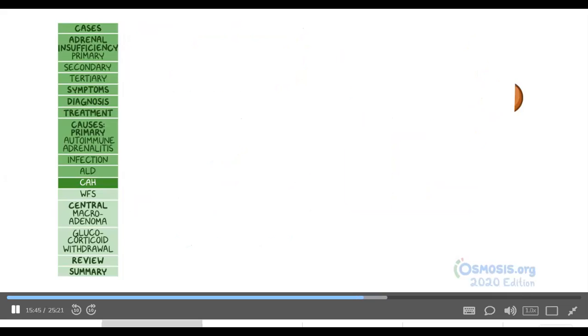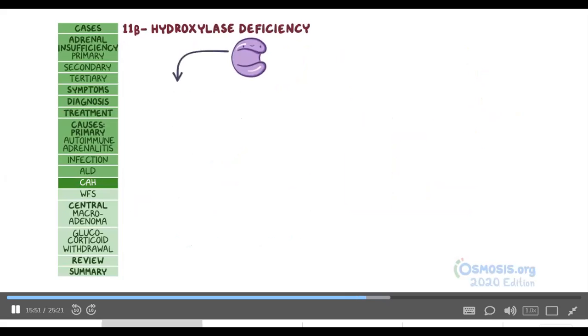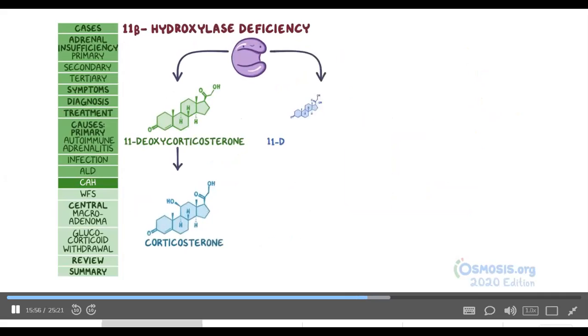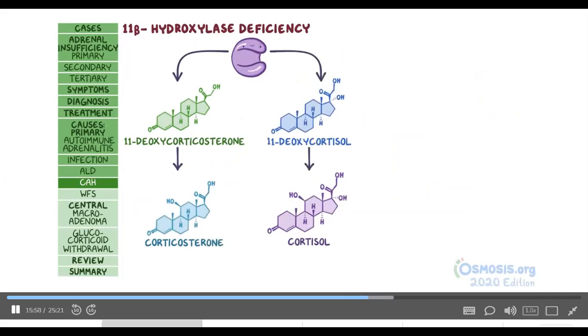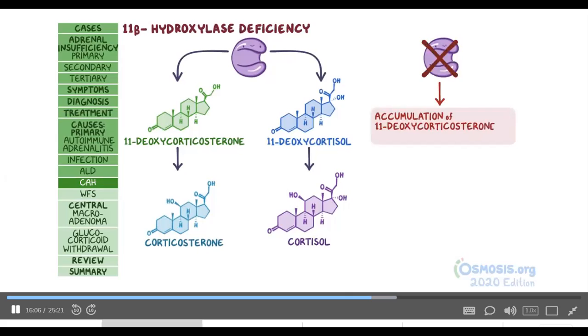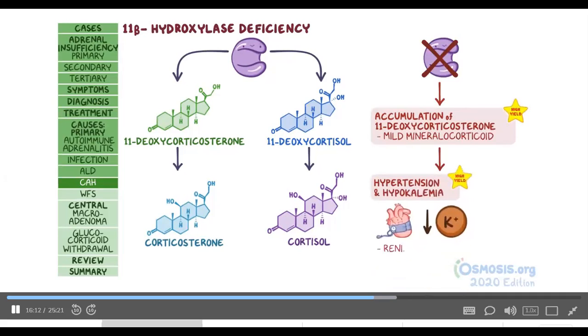Okay, so there are 2 more types of CAH to remember. First is 11-beta-hydroxylase deficiency, and this enzyme converts 11-deoxycorticosterone to corticosterone, and 11-deoxycortisol to cortisol. It presents similarly to 21-hydroxylase deficiency, with the important difference being that it causes the accumulation of 11-deoxycorticosterone, a mild mineralocorticoid. This can lead to hypertension and hypokalemia, even though renin and aldosterone levels are low.